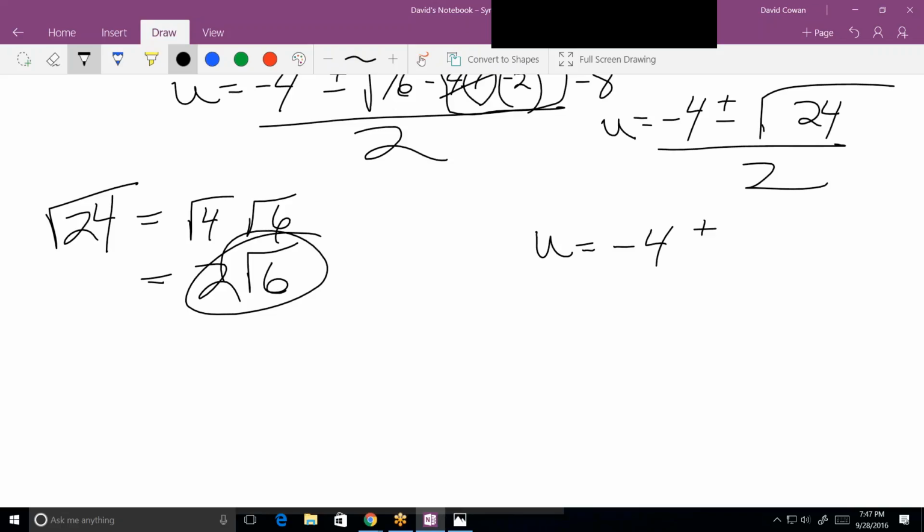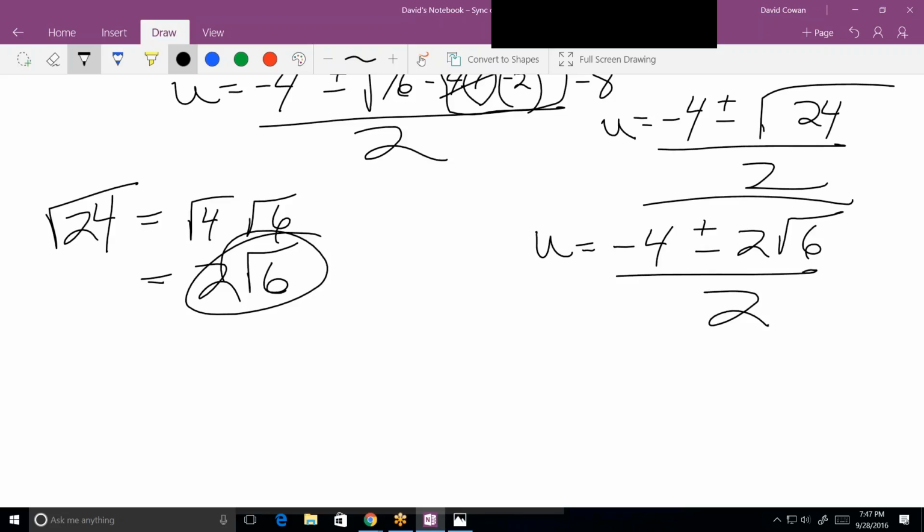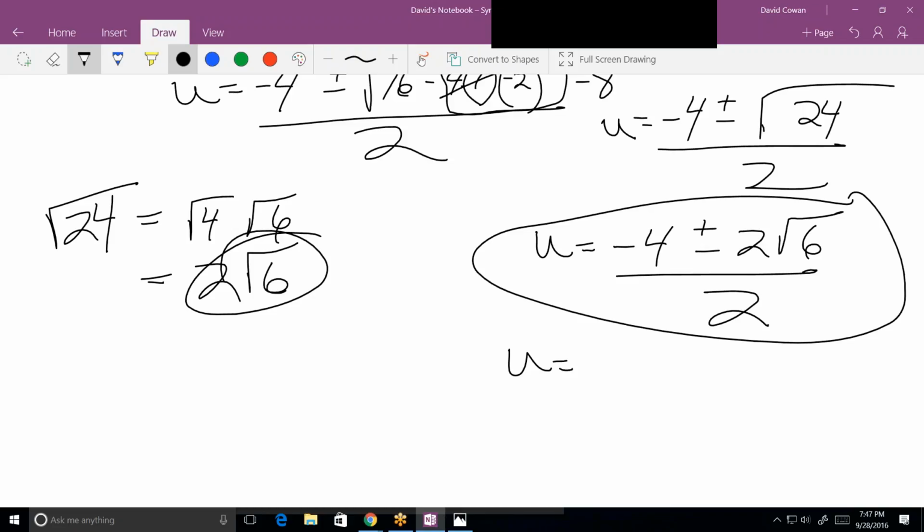So minus 4 plus or minus 2 root 6, all over 2. Now we have to simplify that. What can I do to simplify that? You could divide minus 4 by 2. Okay, so that's minus 2 plus or minus 2 root 6 over 2. The 2's cancel there, so I'm left with just that. Cool. That's my answer for u.